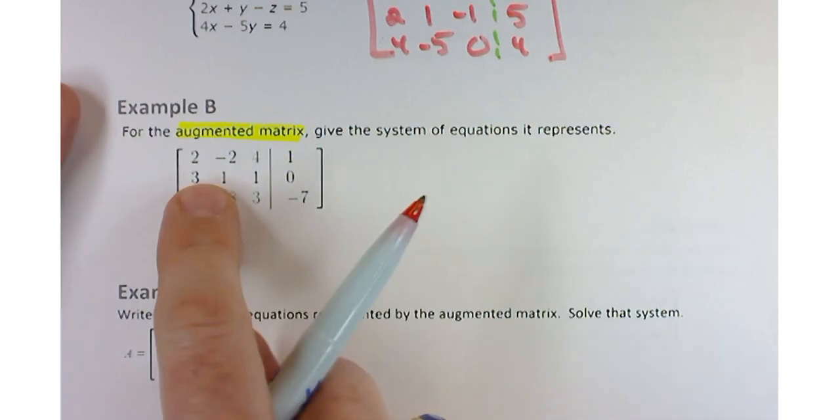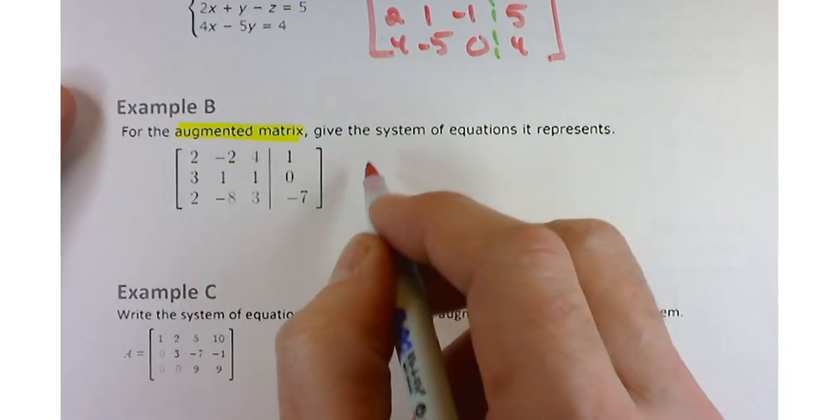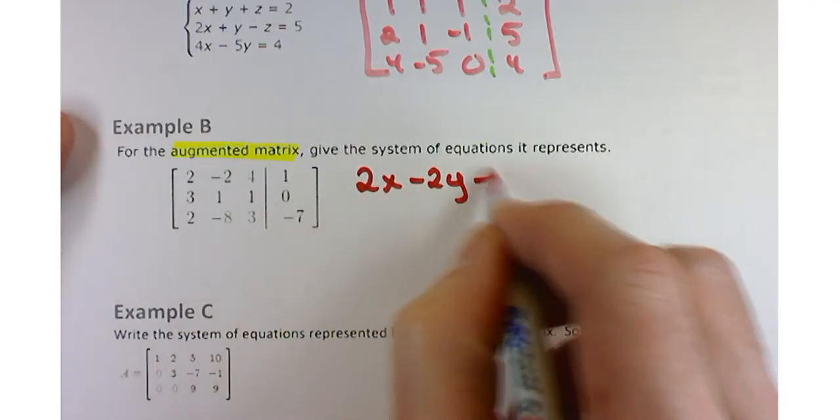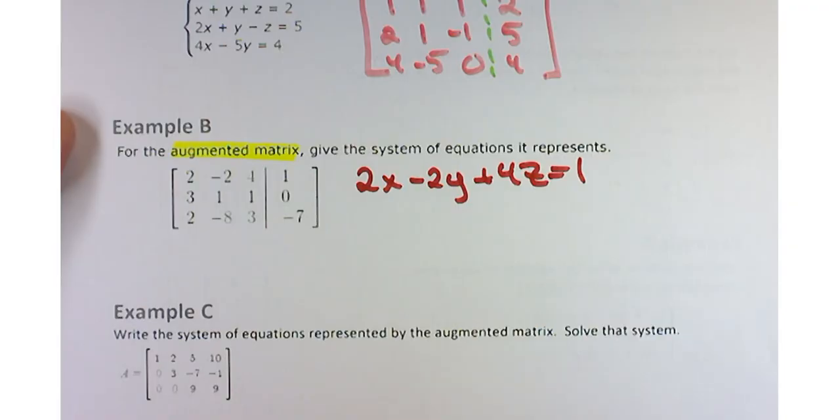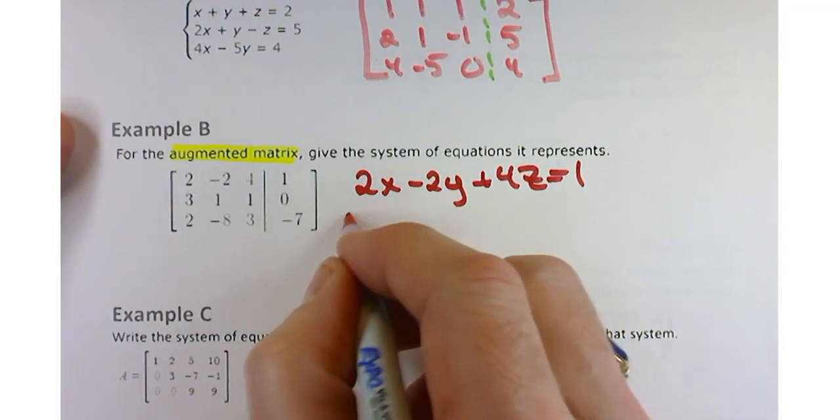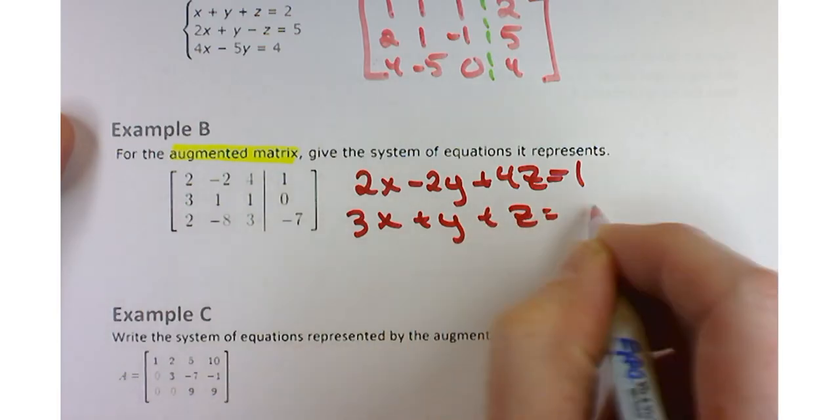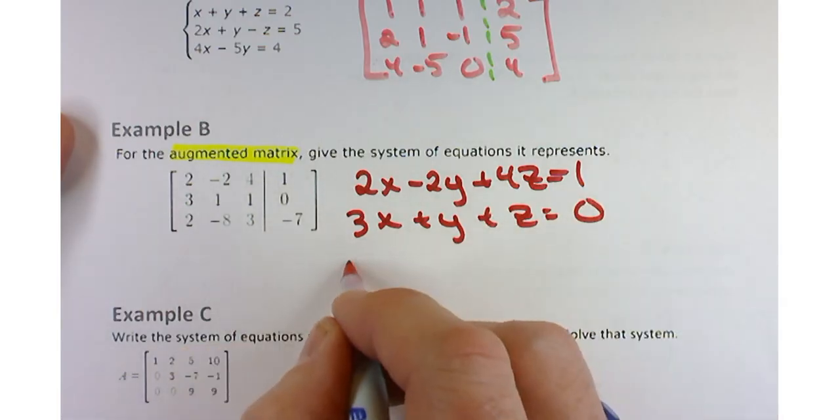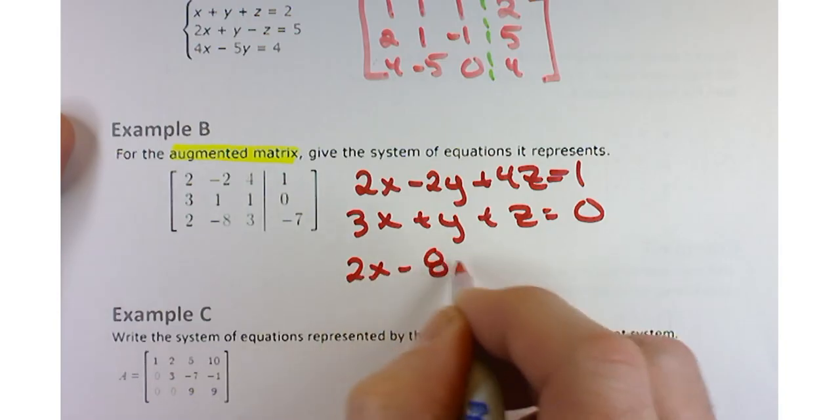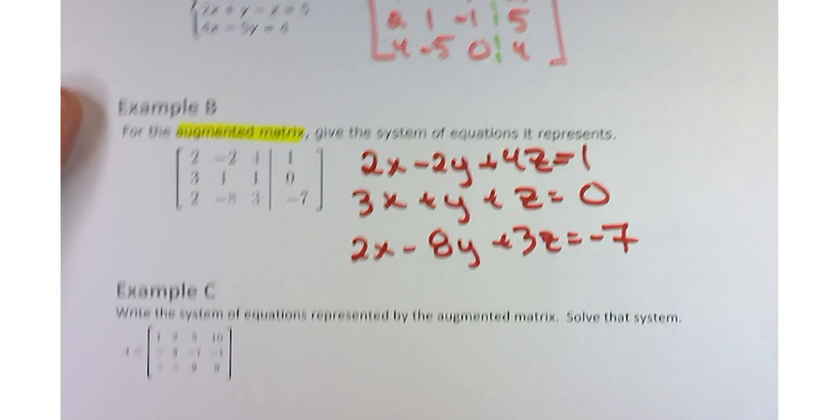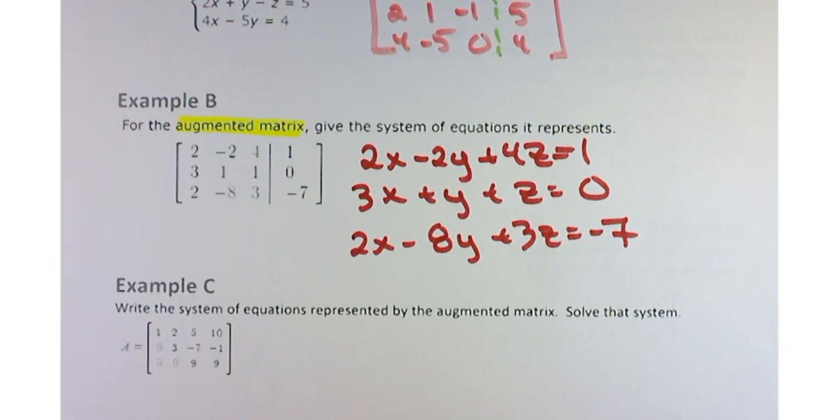Rachel, how about the top row? What is that telling me? 2x minus 2y plus 4z is equal to 1. Nice. Let's keep going with the second one. That'd be 3x plus y plus z equals 0. And last but not least, 2x minus 8y plus 3z equals -7. Nice, and that's it. We've got to give him some love. That was easy. Yes, well done.